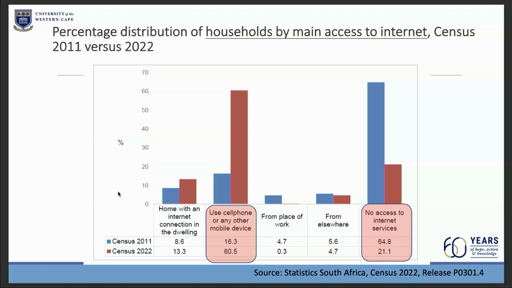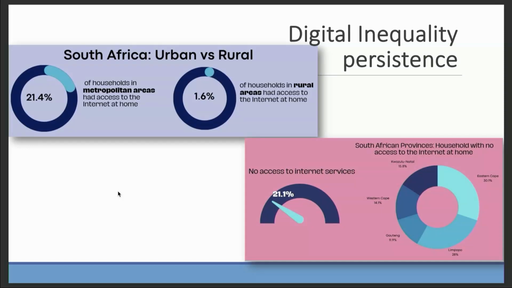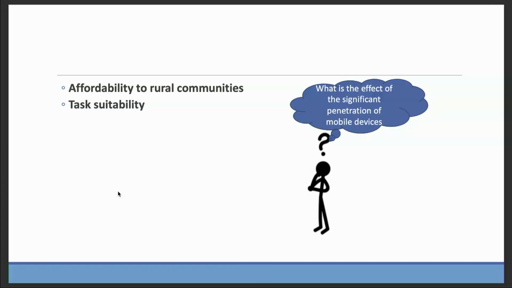And at 60.5%, cell phone is the main kind of use in many households to access the internet. So the persistence of the digital inequality, we can have no argument about it, and the main contention around this problem context for me is the plight of rural South Africa.